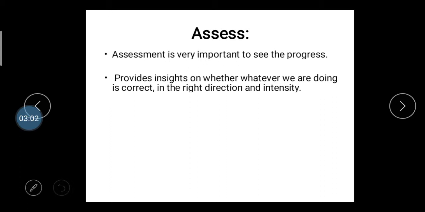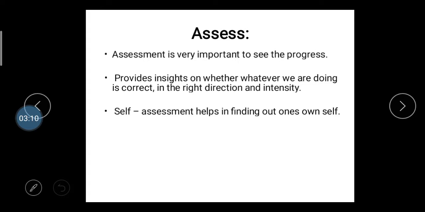Then after, self-assessment helps in finding out your own self. You can easily identify, if you assess yourself, that I have this type of quality. Some people work as an engineer and they have some other qualities, like singing or drawing qualities. So if you assess yourself, then you can identify that I have this type of quality or this type of skill.